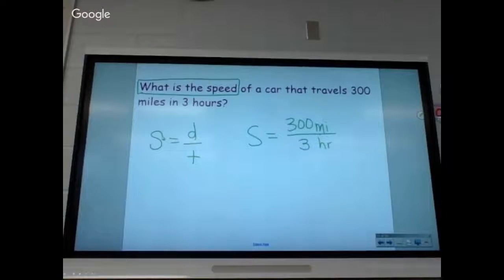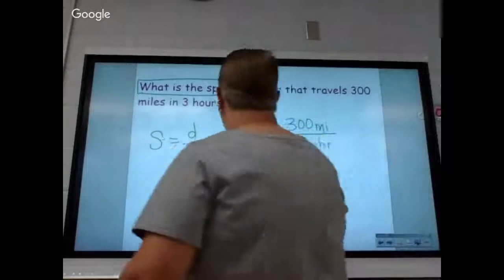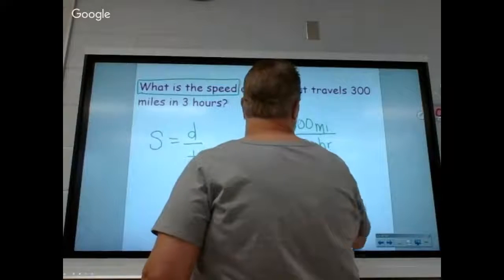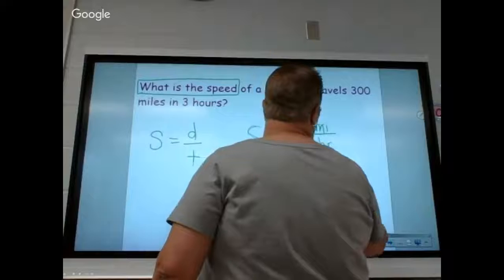Miles is on top because distance is on top in the formula. You cannot put them on the bottom. Are either of those going to cancel each other out? No. So you have to write both units. So 300 divided by 3 is 100. So we write it 100 miles over hours.